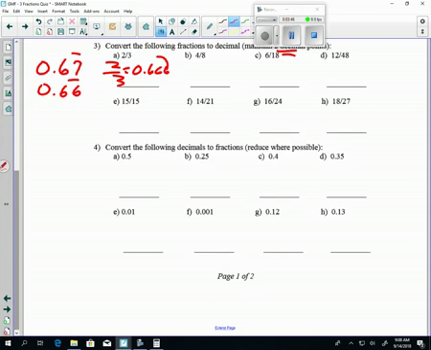Converting decimals to fractions. How many places after the decimal? 1. That means it is 5 over 10. If we have 3 places after, it is going to be 1 over 1, 2, 3, 3 zeros, 1 over 1,000. So always count the places after the decimal. It's either going to be over 10, over 100, over 1,000. Okay.